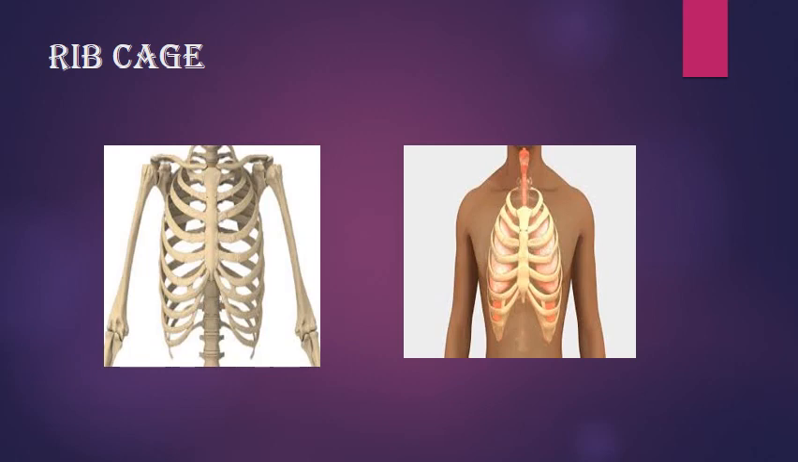Now, the rib cage protects the heart and lungs. In the second picture you can see the position of the rib cage in our body, where we have the lungs and heart. So the rib cage protects our heart and lungs, and it also has a very important role in breathing. So this is the importance of the rib cage.